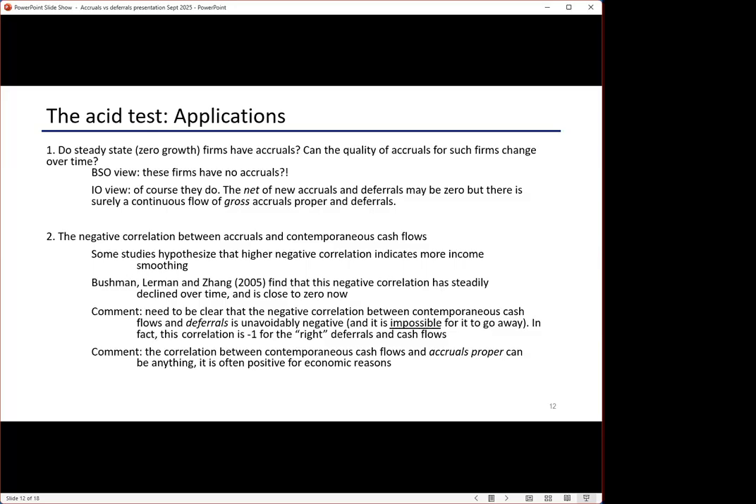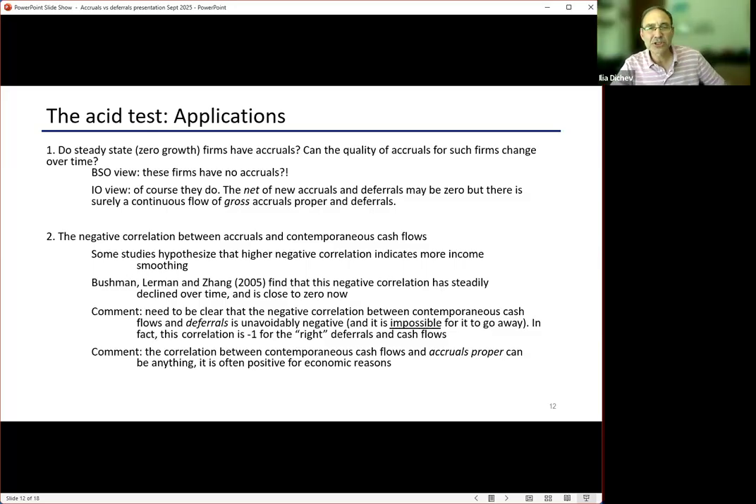And then we have some literature, actually several follow-up papers here, which says this negative correlation over time has steadily decreased, and it's close to 0 now, and several papers investigate why this is true.